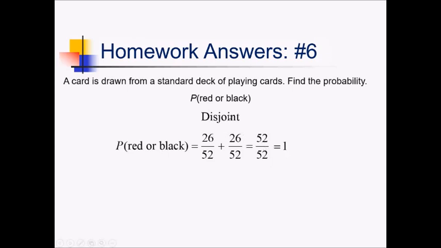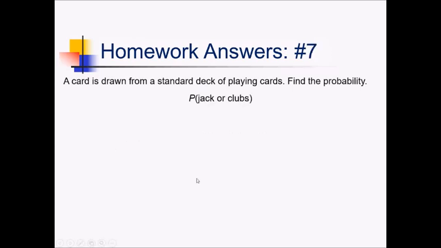Which makes sense if there's only red and black cards in a deck and you're asking what are the chances that you draw a red or a black card and there's no other types of cards, then you've got a 100% chance of getting one of those types.